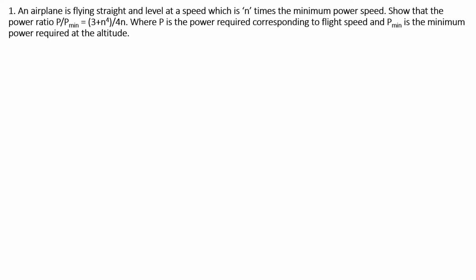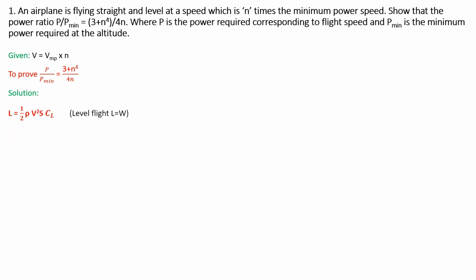As per the statement, the given condition is steady level flight, where the velocity equals n times the velocity at minimum power. With this condition, we have to prove the power ratio P by P minimum equals (3 + n^4) divided by 4n. Now let us derive the power ratio with the help of the lift equation.